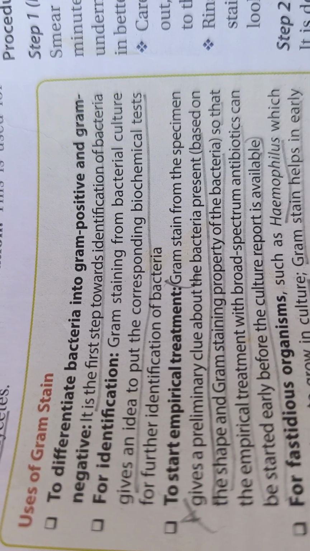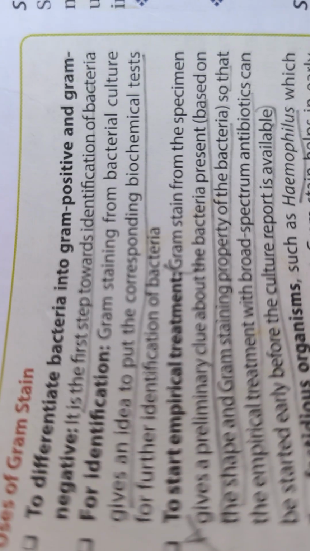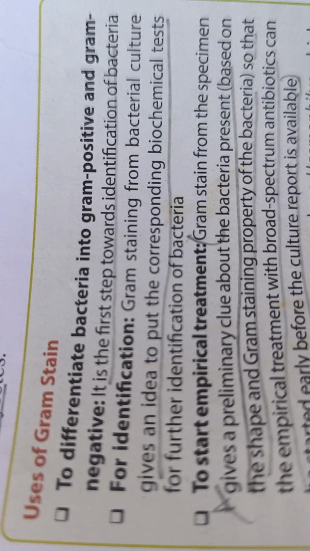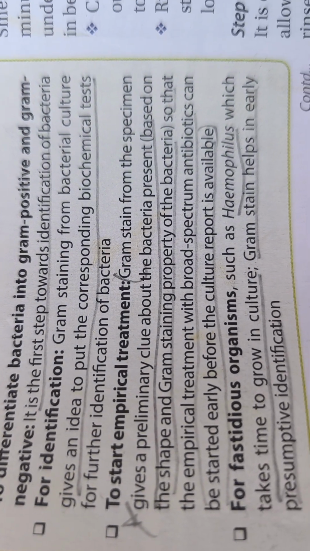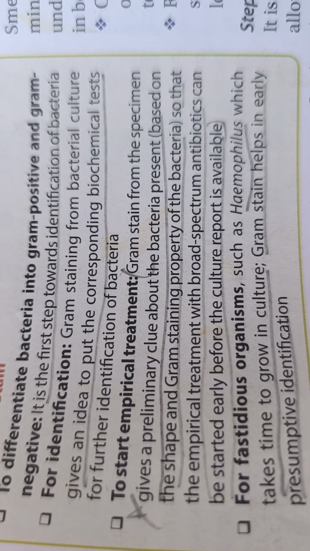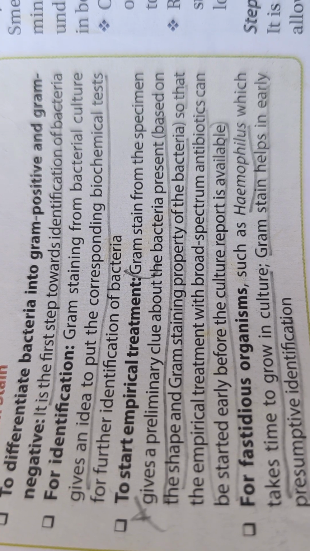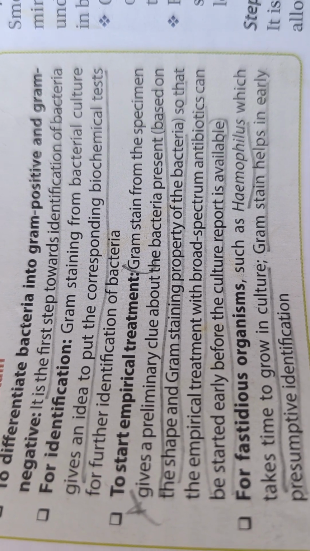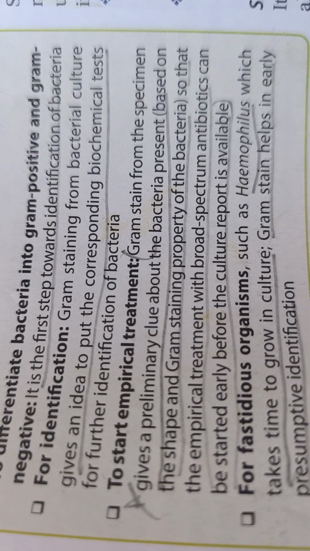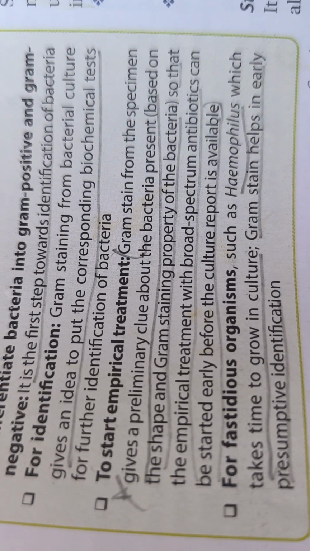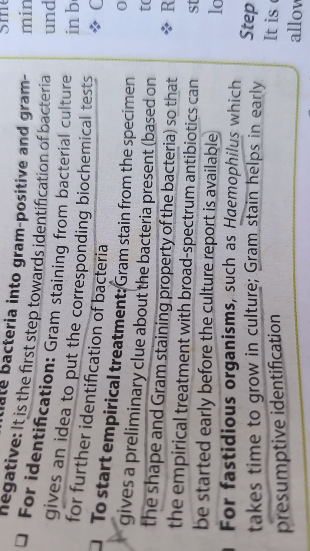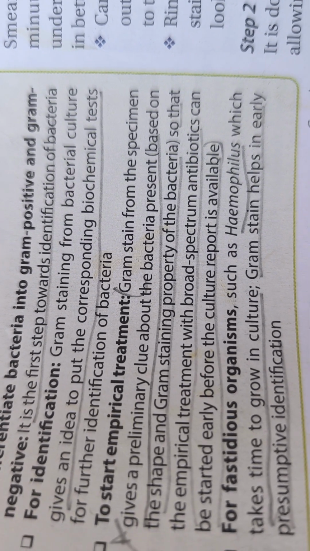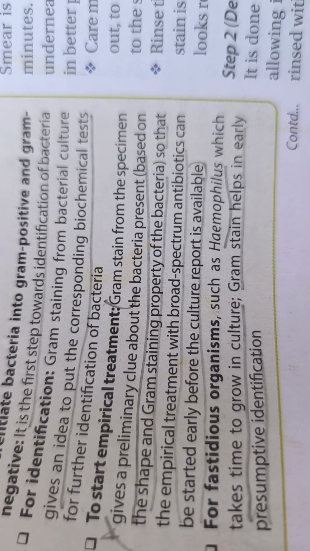Uses of gram stain. To differentiate bacteria into gram-positive and gram-negative, it is the first step towards identification of bacteria. For identification, gram staining from a bacterial culture gives an idea to put up the corresponding biochemical tests for further identification of bacteria. To start empirical treatment, gram stain from the specimen gives a primary clue about the bacteria present.